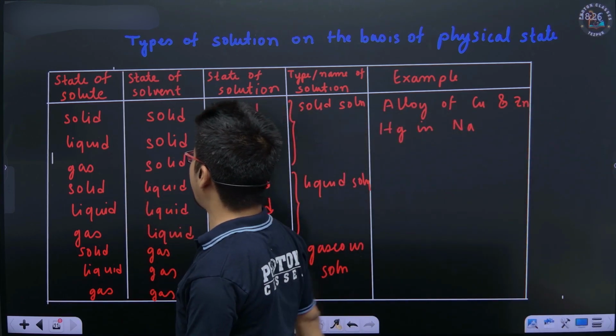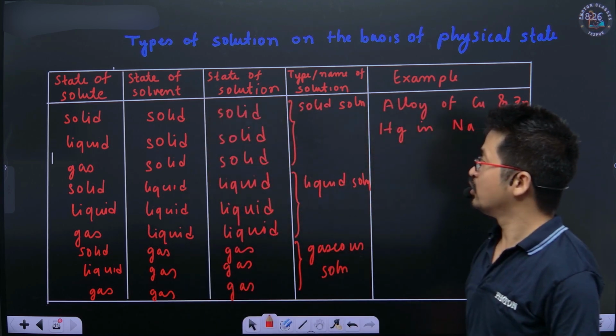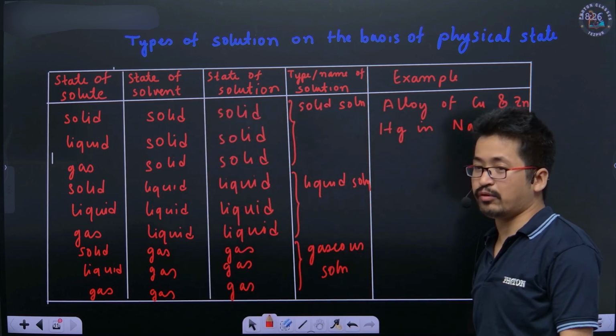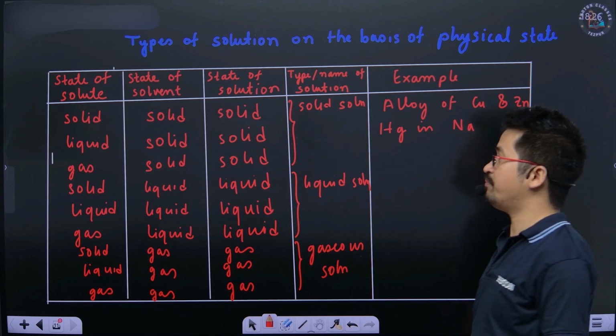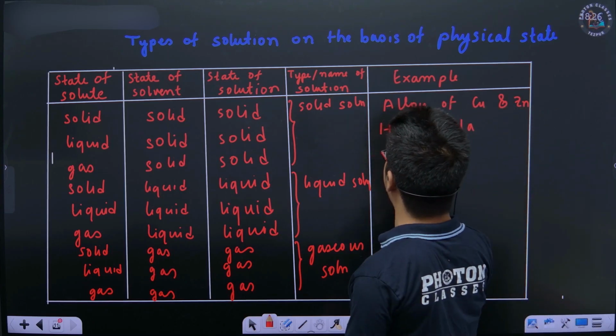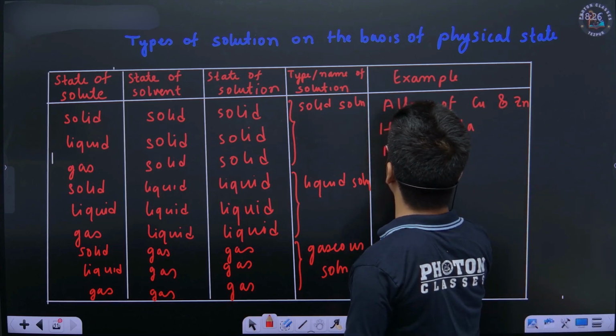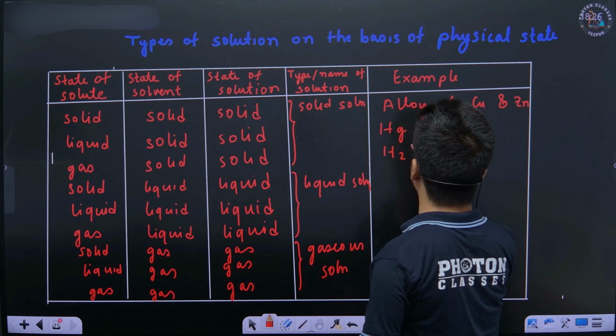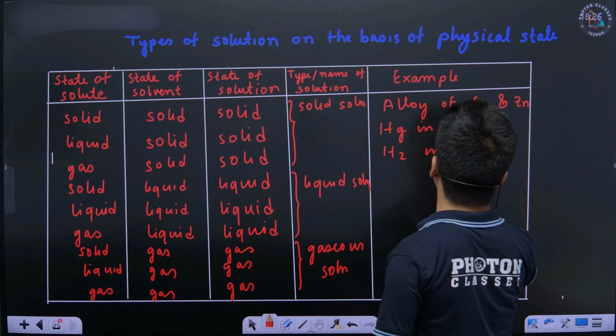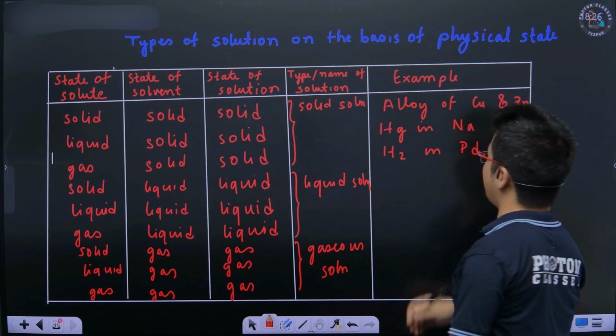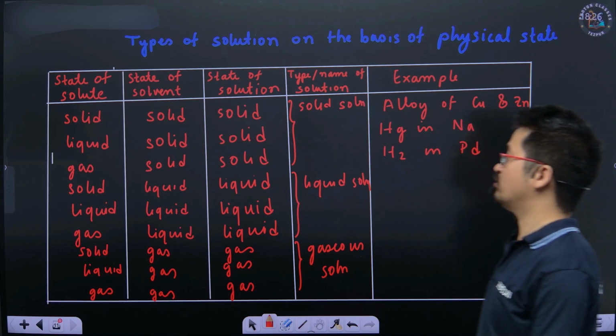Next, gas in solid type. You have already studied this in hydrogenation of vegetable oil. In that, hydrogen gas used to dissolve on the palladium surface, or throughout the bulk of Pd. So this is an example of gas in solid type solution.